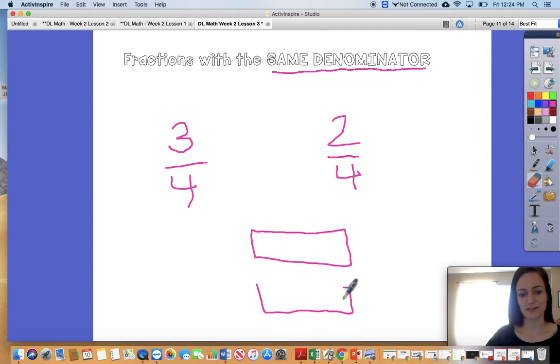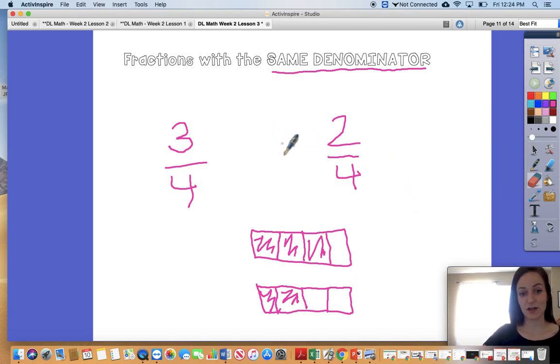Now pretend they're the same size pieces. I can't draw very good. Okay, so let's pretend this is Brooke and Esme. Okay, they're both cutting theirs up into 4 pieces. Pretend those are even. Okay, Brooke is getting 3 of those pieces. Esme is getting 2. Who got more?